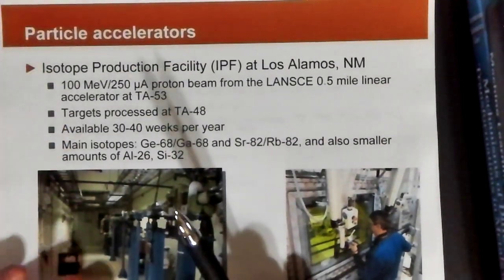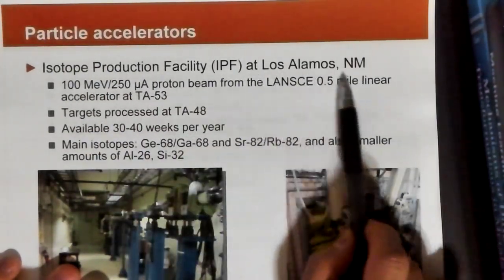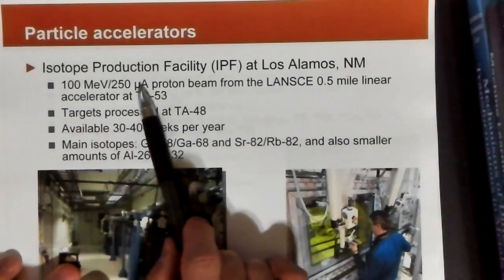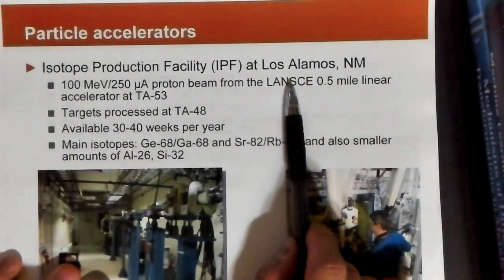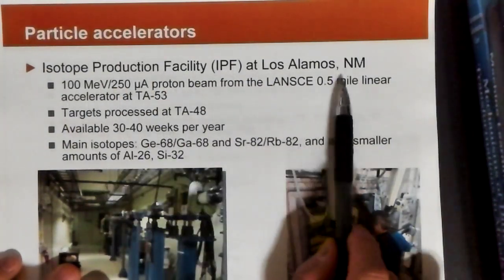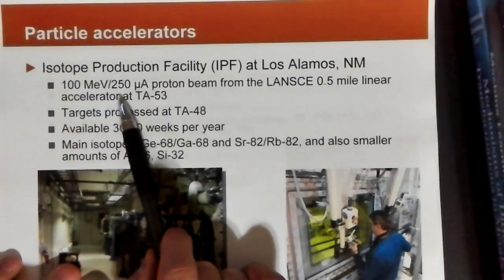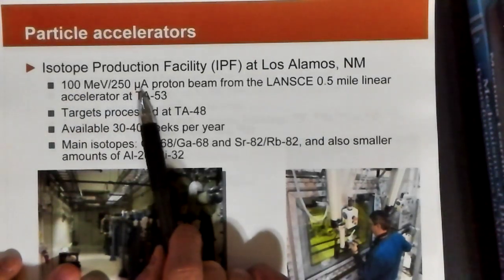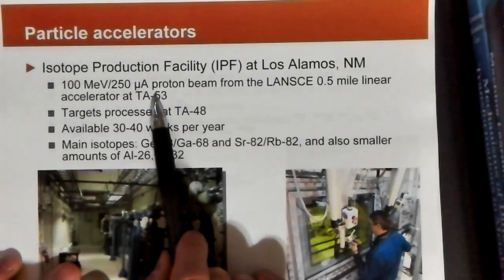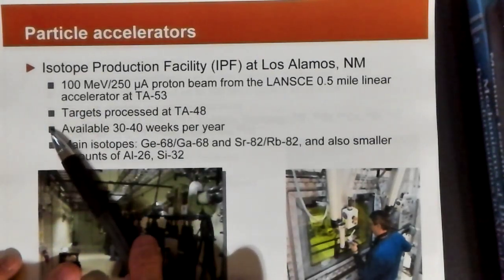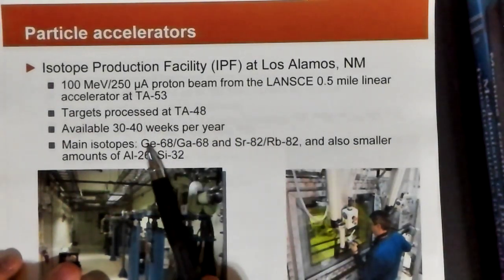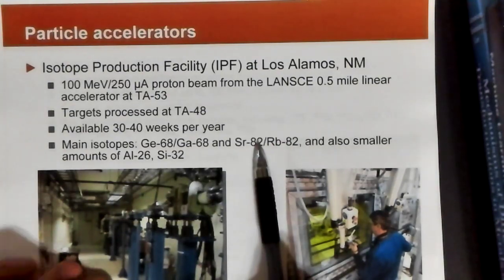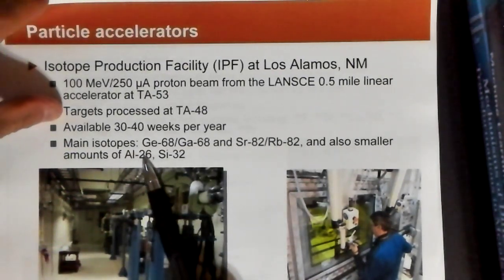Now, some other particle accelerators are the Isotope Production Facility at Los Alamos, New Mexico, and this is a 100 mega electron volt proton beam at the Los Alamos Nuclear Science Facility, and this is a 0.5 mile linear accelerator at TA. TA stands for technical area. Just a very unimaginative way of labeling things. It's called Technical Area 53 at Los Alamos. And so the main isotopes you can produce are some of the same things we just discussed: germanium-68, gallium-68, strontium-82, rubidium-82, aluminum-26, silicon-32.